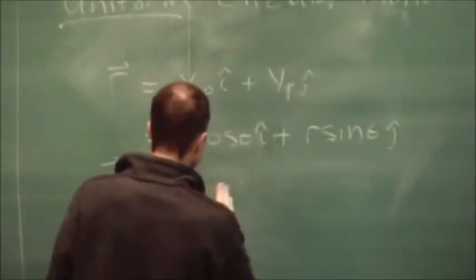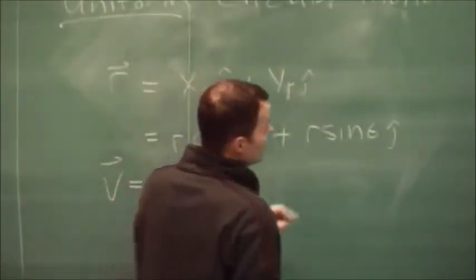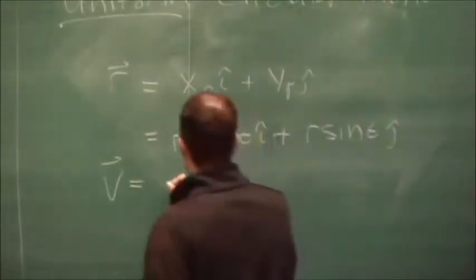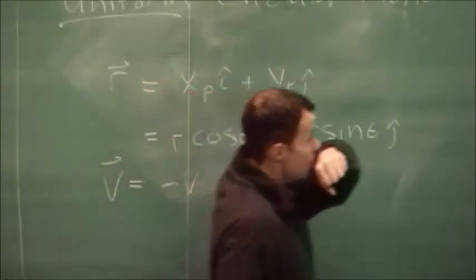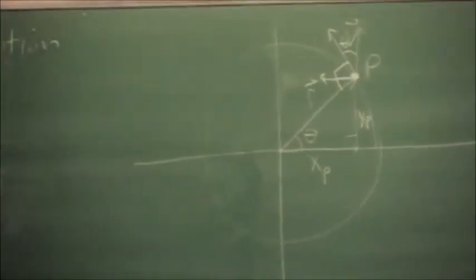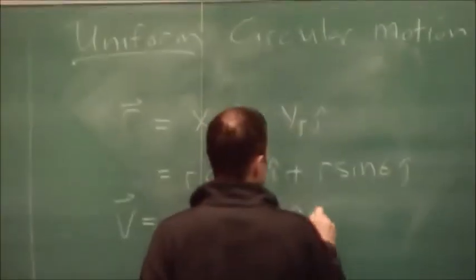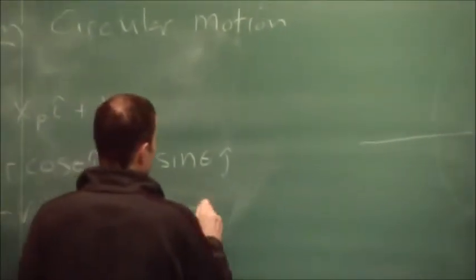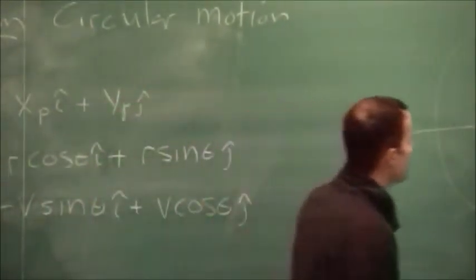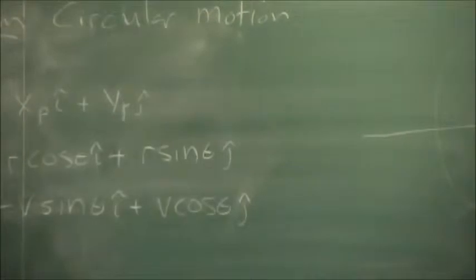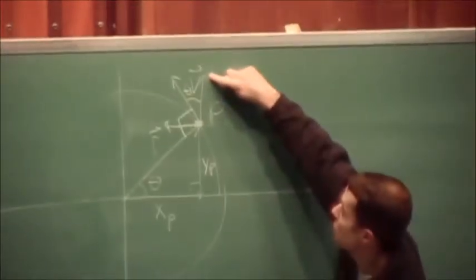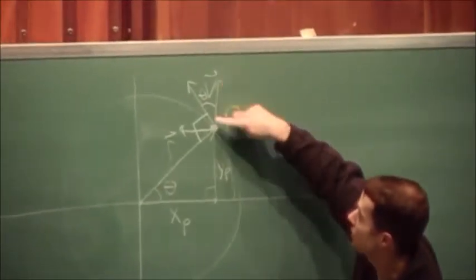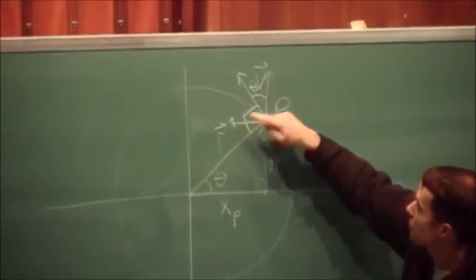Oops, sorry. That's velocity of y. Here we get minus v for the x. I get minus v times the sine of theta i hat, plus v times cosine of theta j hat. And all I did was say this is theta right here, and so the adjacent is this term. That's going to be the velocity in the y direction. And this is the velocity in the x direction.